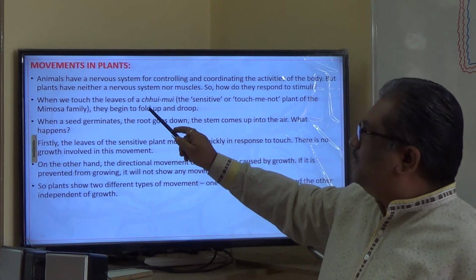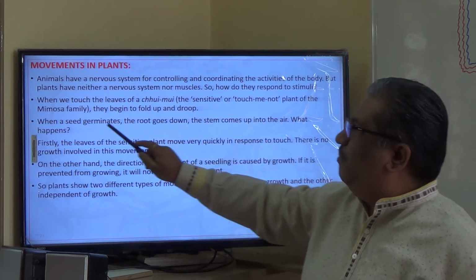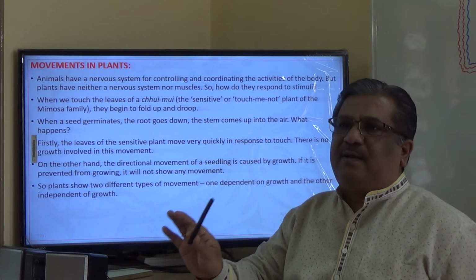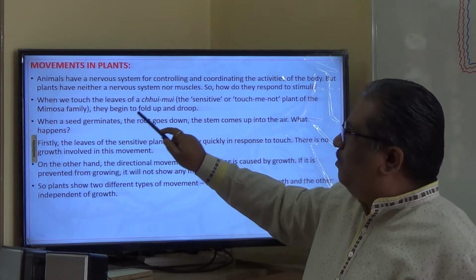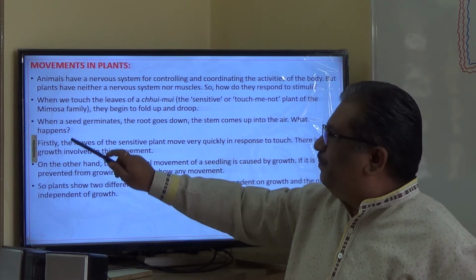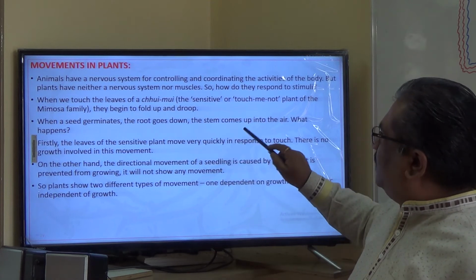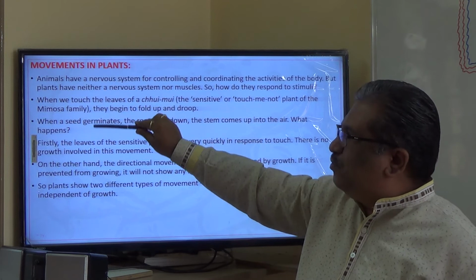When we touch the leaves of the Chui Mui, the sensitive or touch-me-not plant of the mimosa family, that particular plant is called Mimosa pudica, they begin to fold and droop. Yes, we understood. When seeds germinate, the roots go down and the stems come up in the air. What happens? So all these two questions have been answered.